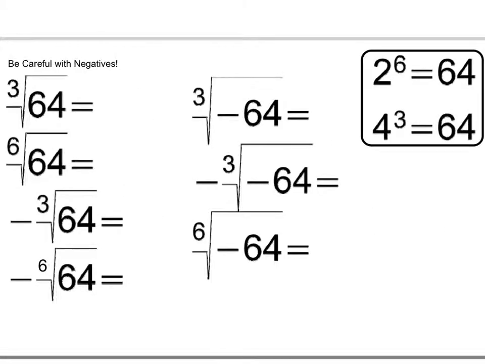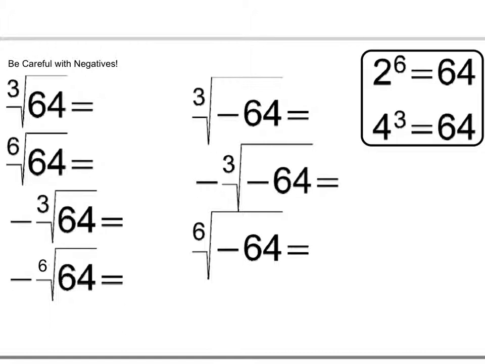Radicals present a very interesting problem when we're dealing with negatives, and something we have to be very careful about. What I'm starting off with on the side here is just some given information to help make this page a little bit easier. It would be very easy to show that 2 to the 6th equals 64, and the same thing is true of 4 to the 3rd. 2 times itself 6 times, and 4 times itself 3 times, both equal 64.